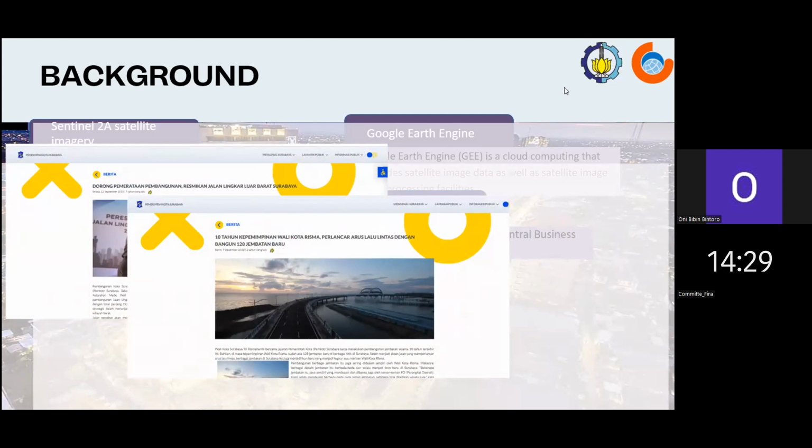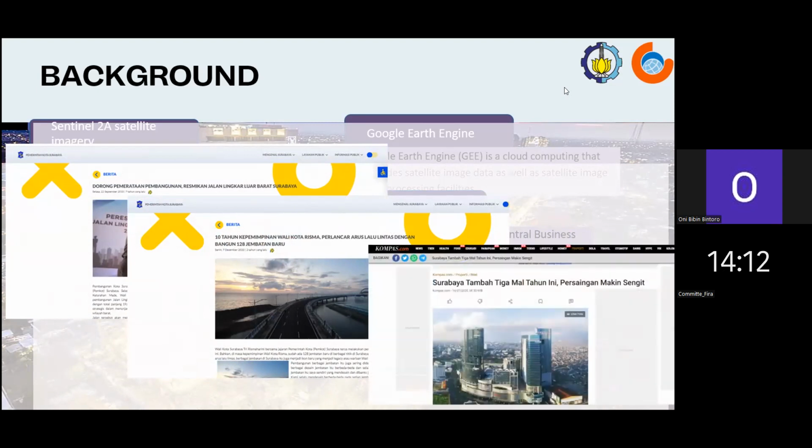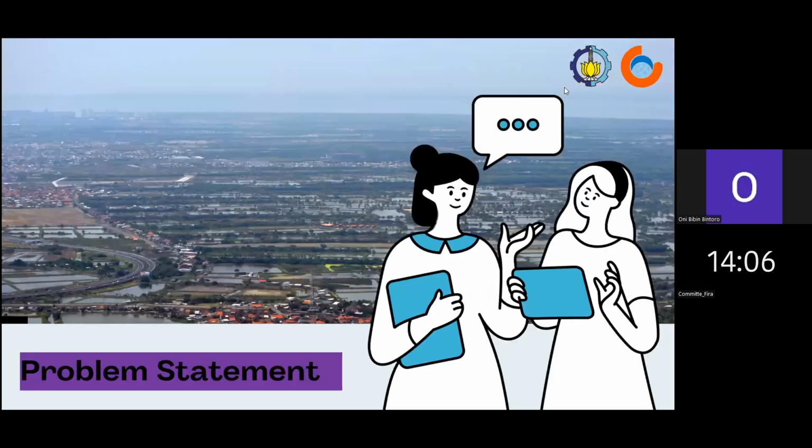This is showing some news in the local media on how Surabaya increased their infrastructure. And as a result, there is also growth in the population. And at the same time, it increased the number of central business districts.